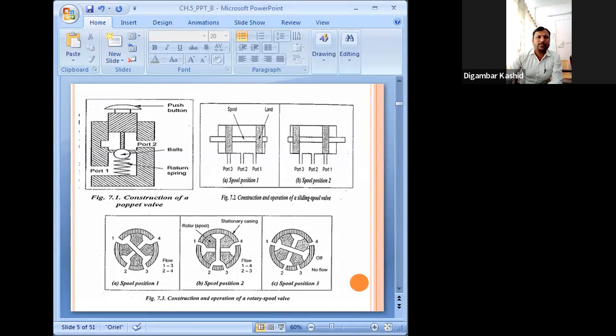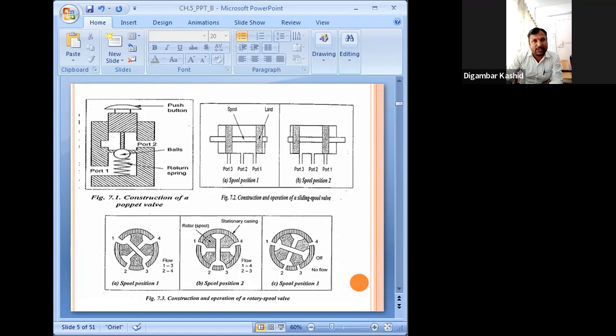Okay. If you take spool position number 1, at that time you can see which port is connected to which one. From port 1, fluid will come inside, and from port 3, fluid will go outside. In the same way, from port 2 to port 4, fluid will pass.